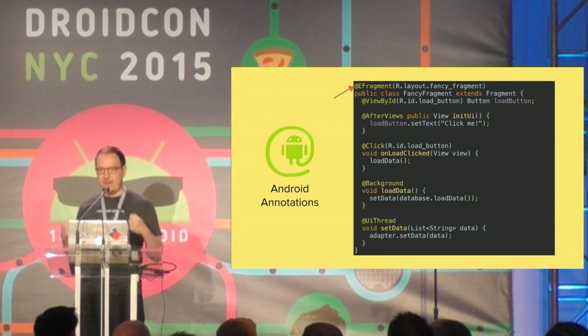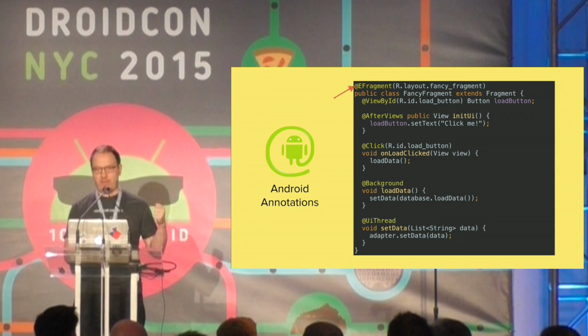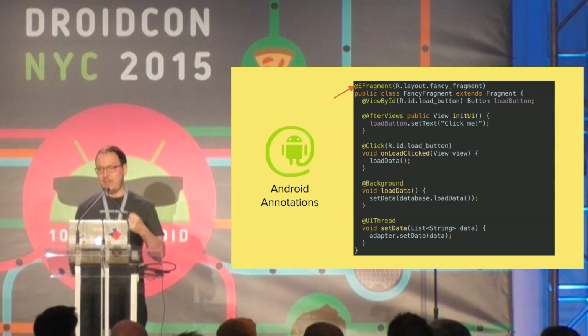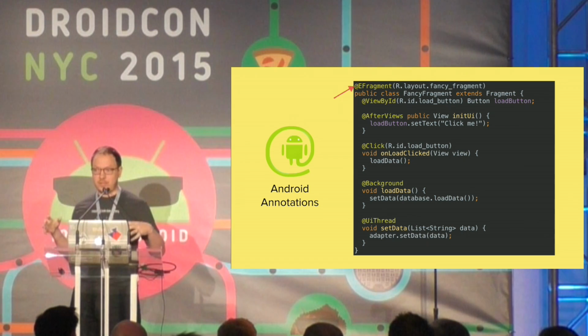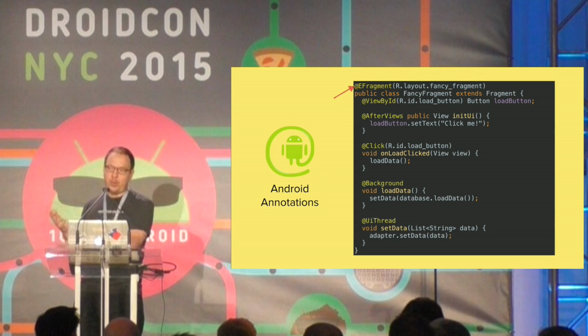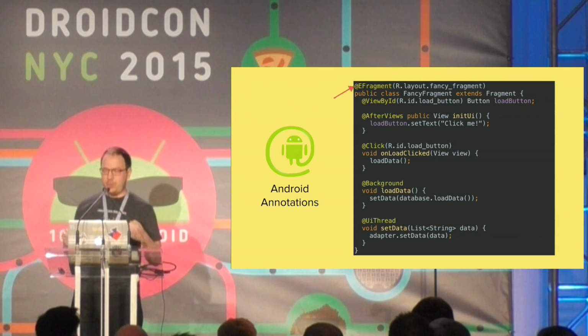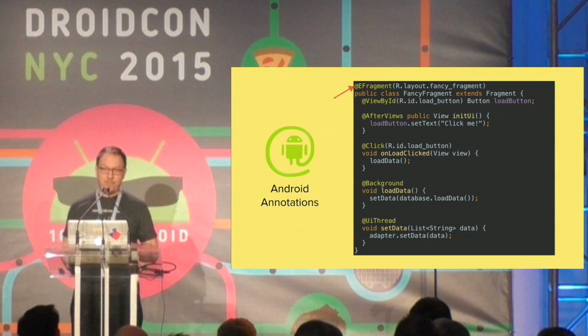So instead of calling butterknife.bind, you would annotate your class, your activity or fragment, with this e-fragment annotation. Doing so would instruct the Android Annotations compiler to create a generated subclass of your class, which has all the boilerplate written for you. So every time you'd rebuild, a new generated file would be created with all this boilerplate for you. It supports the same features as Butterknife.